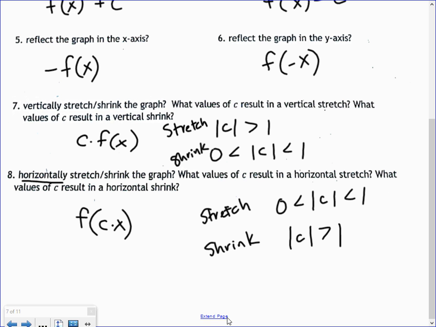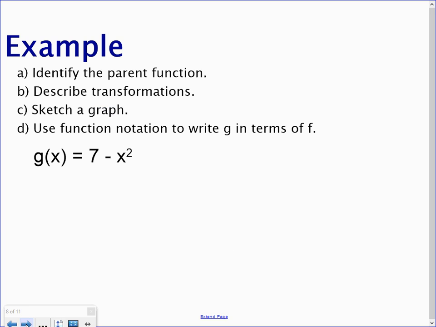So really quickly, I'm going to run through an example of what that might look like on the homework assignment so that you're comfortable with the directions. This piece right here where we do the function notation is probably going to be the newest piece, but it might be covered in the new Algebra 2 textbook. So this is an example of what the homework might ask you to do. You get a function, g of x equals 7 minus x squared. And then we have to do these 4 things for that function.